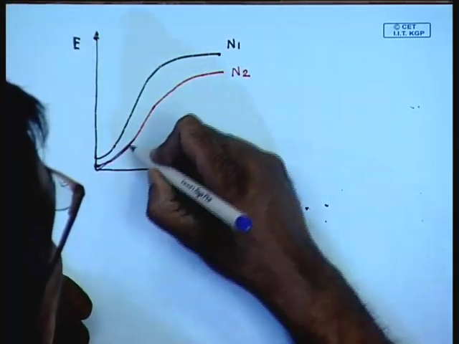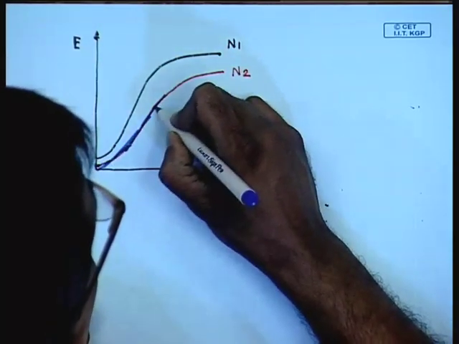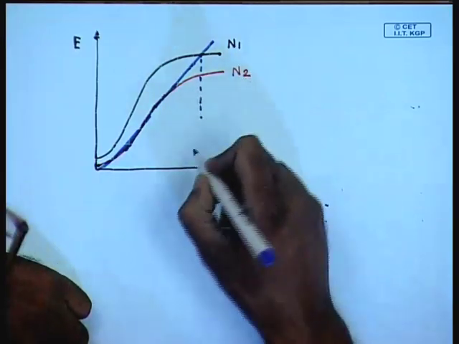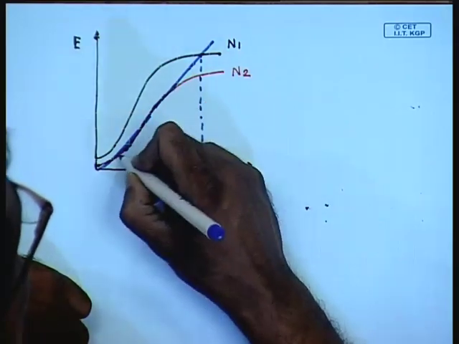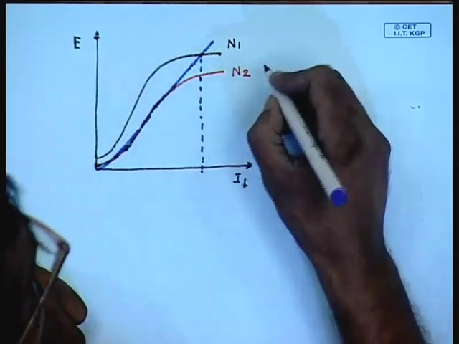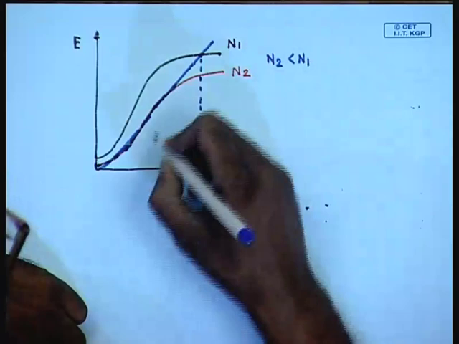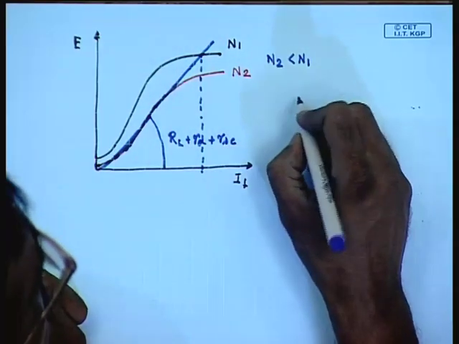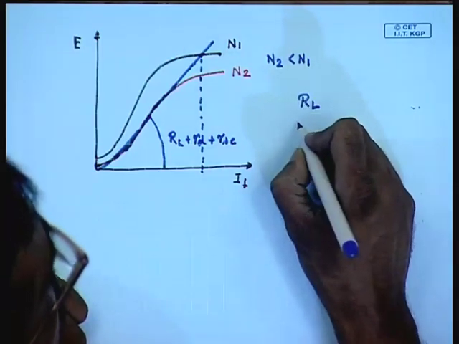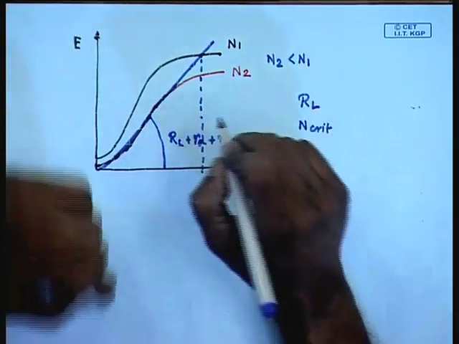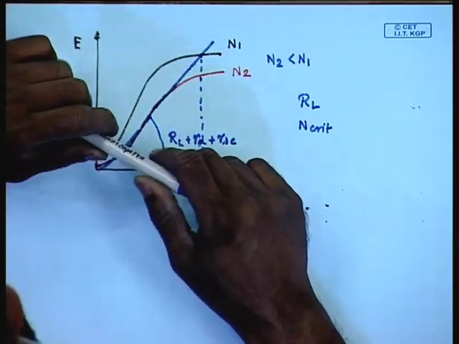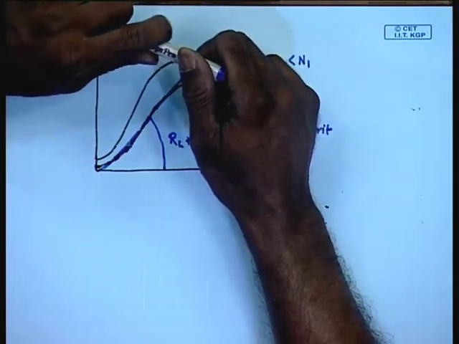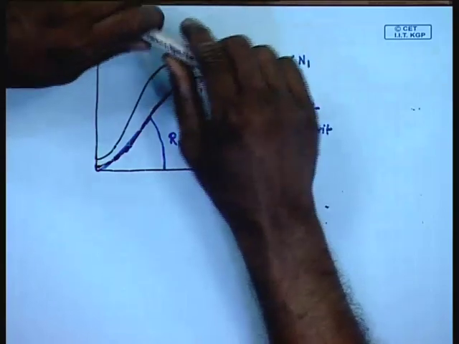Then it is obvious that while the generator will build up to almost the rated voltage if it is operated at a speed N1, it will possibly fail to build up at a rotational speed N2, where N2 is less than N1. Therefore, for any load resistance RL, we can define a critical rotational speed N critical below which this series generator will fail to build up. These concepts we have discussed in relation to shunt generator apply in a similar manner to series generator.